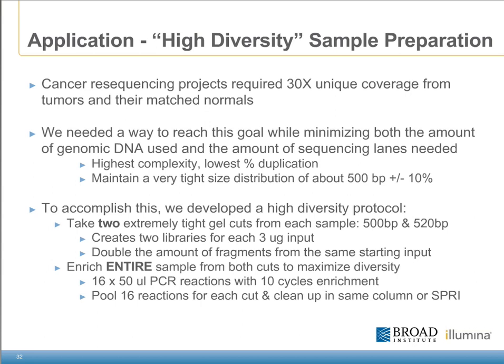So we then gel extract those 2 slices separately and enrich the entire amount of both those cuts to maximize the diversity. And how we do that is we do 16 50 microliter PCR reactions with 10 cycles of enrichment. And then we pool all those reactions together and clean them up. So it's basically for every 3 microgram sample, we're doing 32 different PCRs, 16 PCRs for one cut and 16 PCRs for another cut.